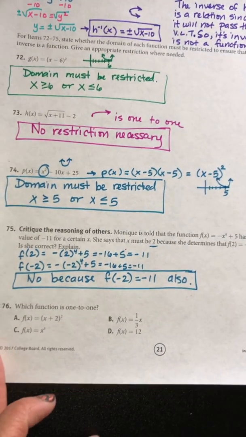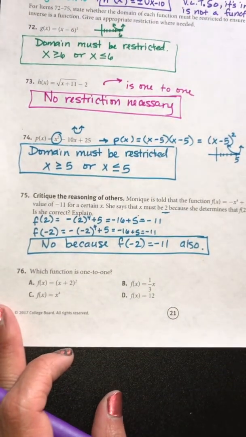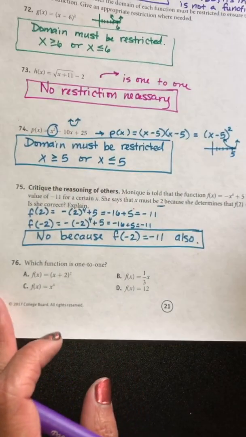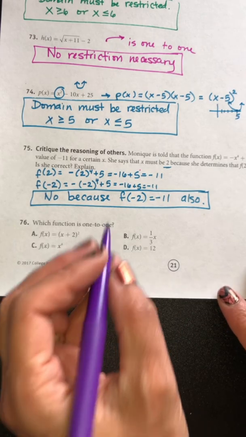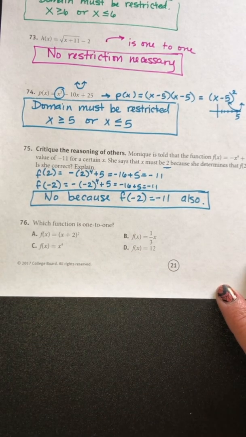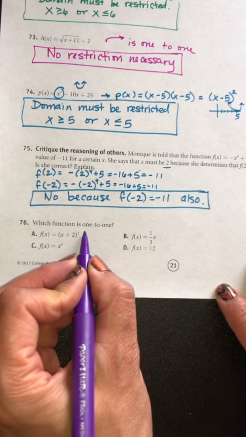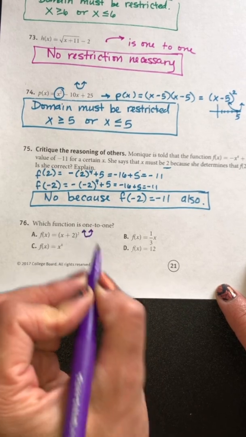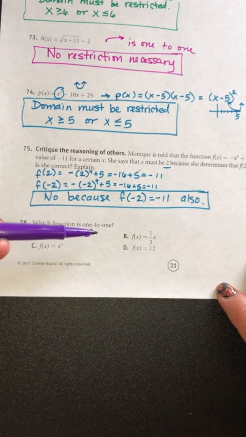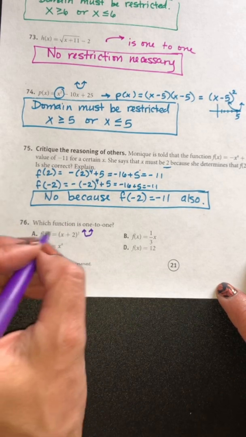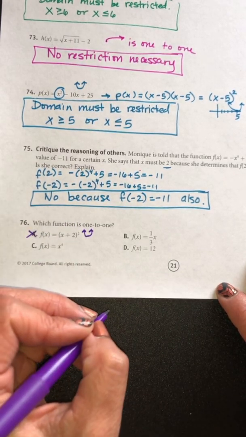All right, number 76. Moving my pens. Says which function is 1-to-1? So to be 1-to-1, that means that the original function passes both the vertical line test and the horizontal line test. Letter A, this is a parabola. Parabolas always pass the vertical line test, but they never pass the horizontal line test. So this one is not 1-to-1.